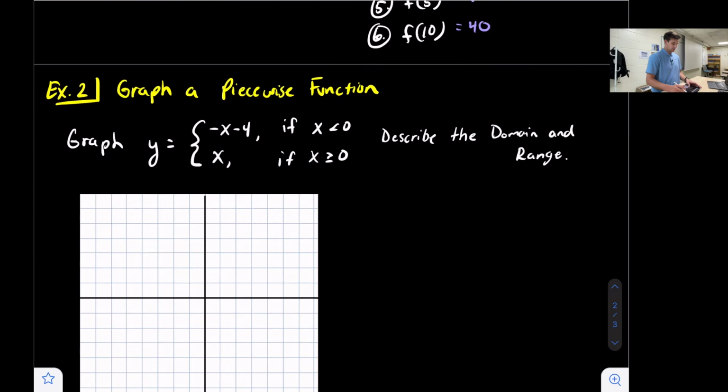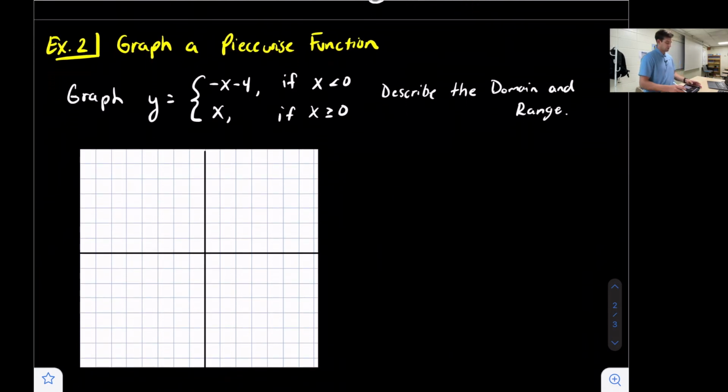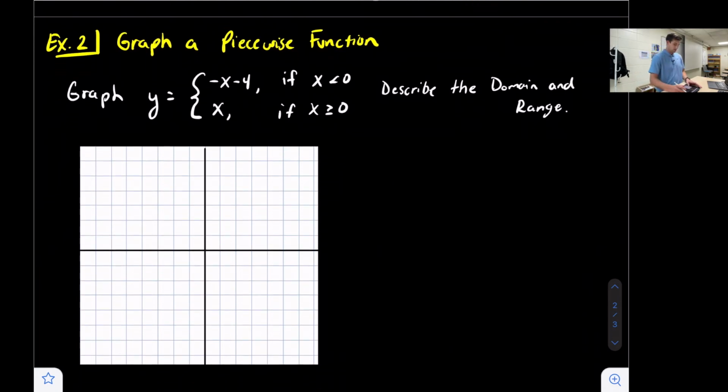All right, so now let's look at how to graph a piecewise function. So we are going to graph y equals -x minus 4 if x is less than 0. And we're going to graph y equals x if x is greater than or equal to 0. Okay, so two parts to our graph here, and then we're going to describe the domain and range. So let's look at the first one, y equals -x minus 4. And it says if x is less than 0.